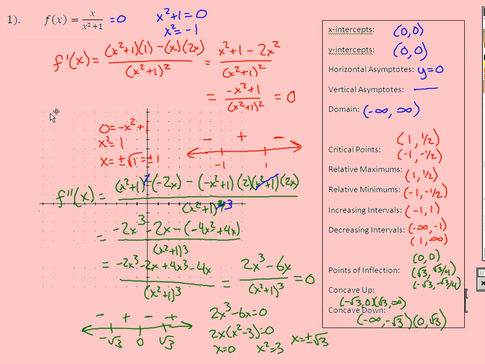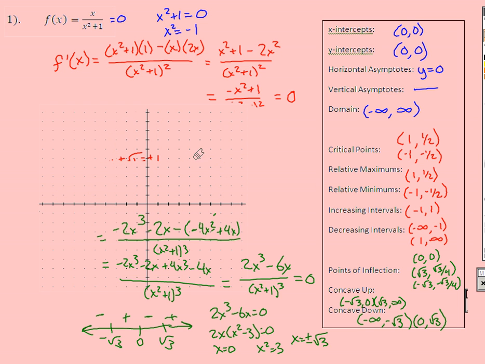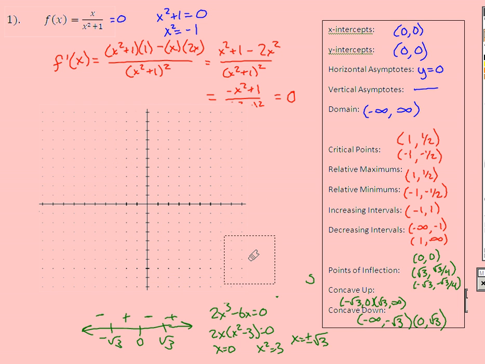So, to do that, let's get all this out of the way that we can, and see what our graph is going to look like. I would start by always plotting the points that you know. So, points that I know for a fact are the origin, 0, 0. I also know max and min. So I know maximum at the point 1, comma, 1 half. Correct? 1, comma, 1 half. And also at negative 1, comma, negative 1 half.